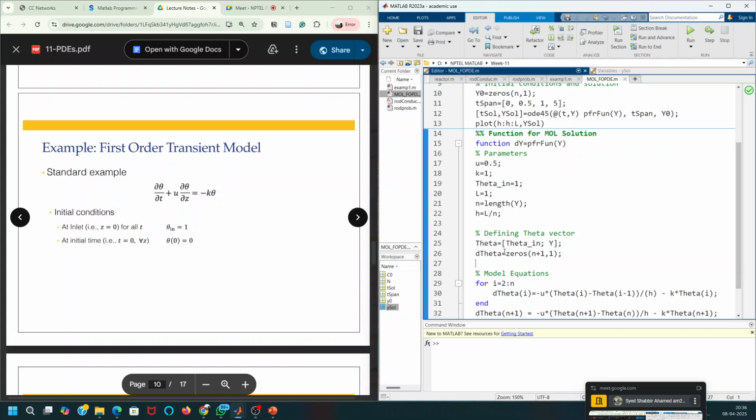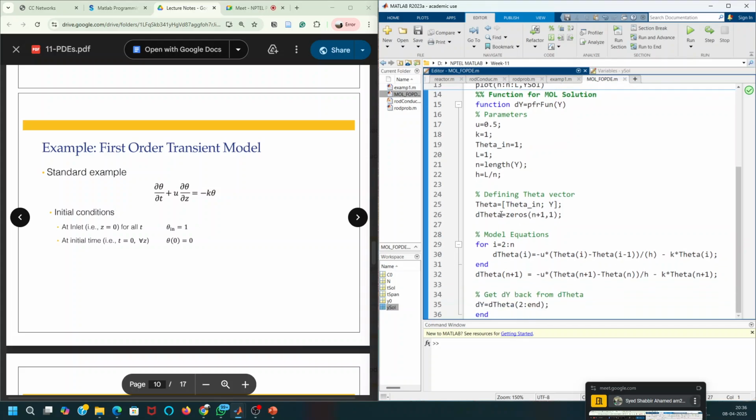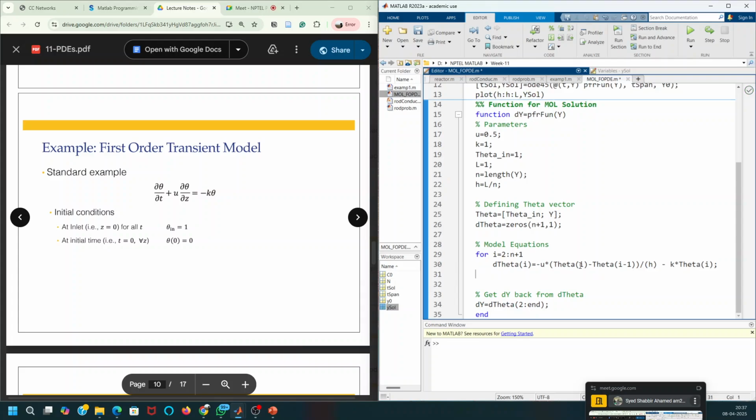And then we have d theta by dt. I'm just writing it as d theta. We will initialize it with a zero vector because we have n segments and n plus 1 nodes. And from i equals 2 to n plus 1, this is my formula. So d theta by dt is equal to minus u into theta i minus 1 by h, minus k into theta i.